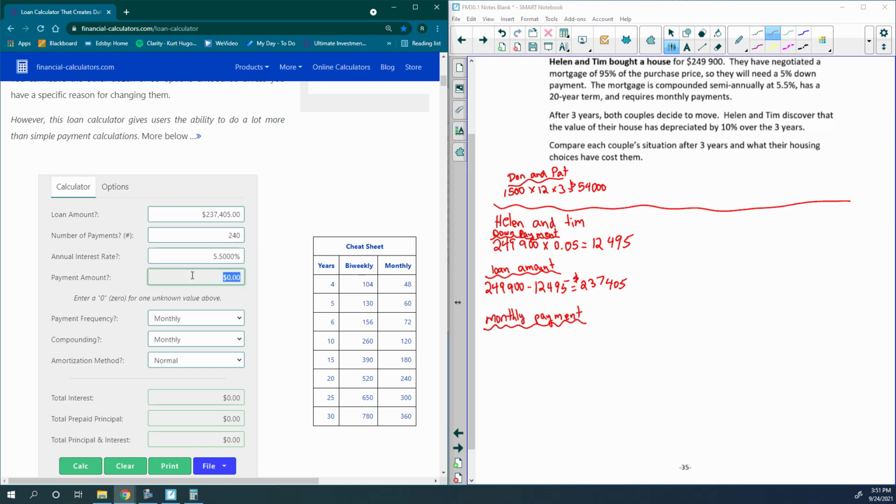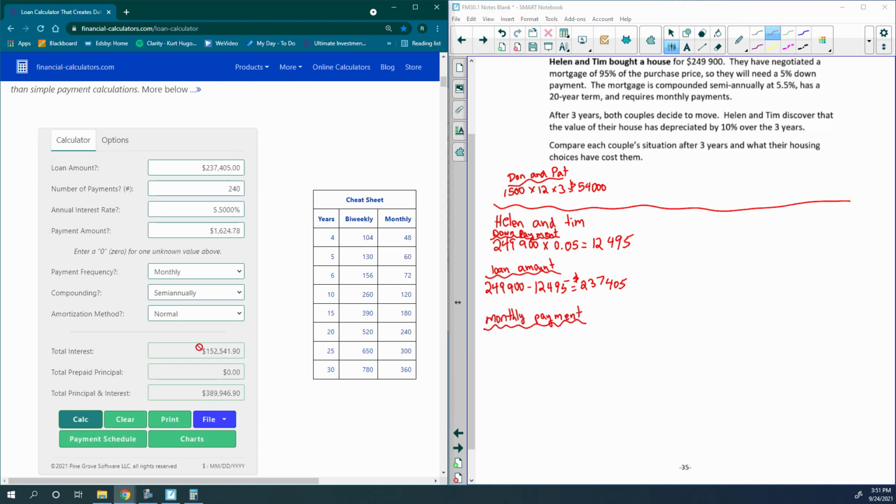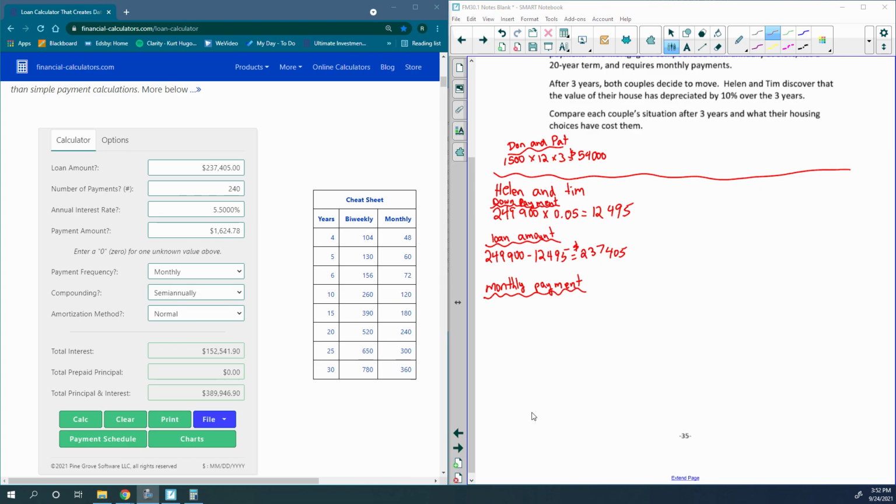My payment amount is unknown. I am paying monthly, but I have a semi-annually mortgage. My dates should be a month apart, which they are. I hit calculate. And so our monthly payments for this is $1,624.78.